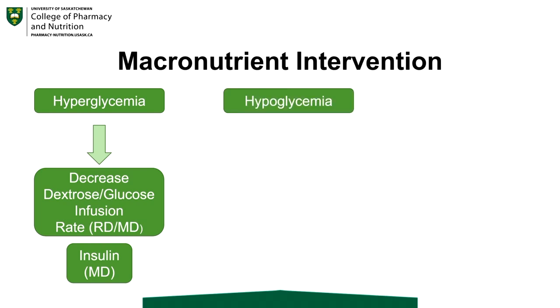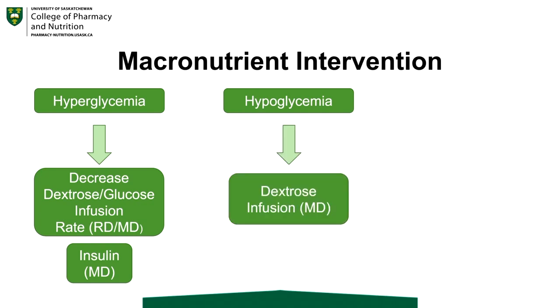To treat hypoglycemia, a dextrose 10% infusion can be given. Insulin administration should be stopped if it is currently being infused. Both are ordered by the physician.